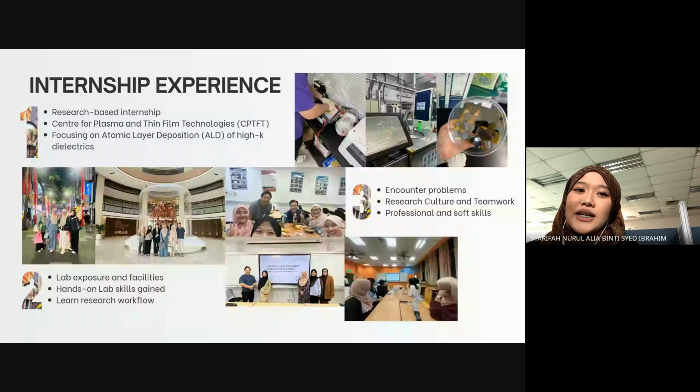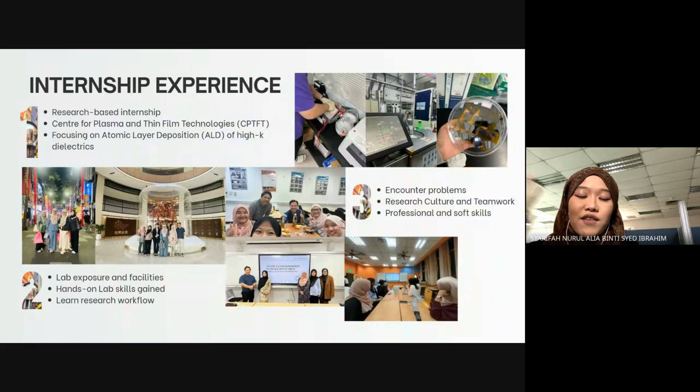I also learned that research is not just about running experiments all day. At MCUT, Ming University of Technology, everything follows a proper research workflow. You read papers first, and then you do the experiment, analyze the data, and present the results. So it taught me that good research needs passion, planning, and discipline, not just lab skills.